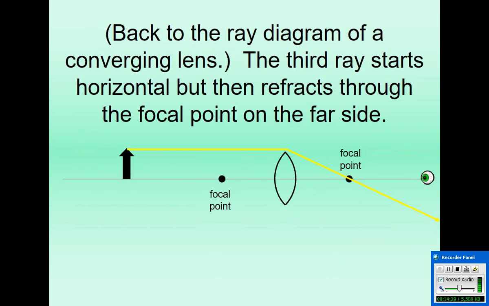Now, the second ray, as I said, is going to involve the focal point on the near side, and the final ray is going to involve the focal point on the far side. We start off parallel to the baseline, and then we refract directly through that focal point.